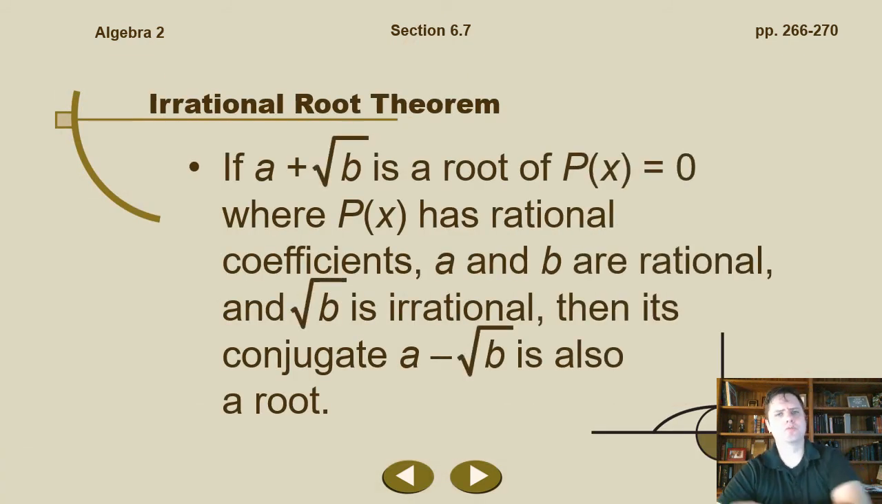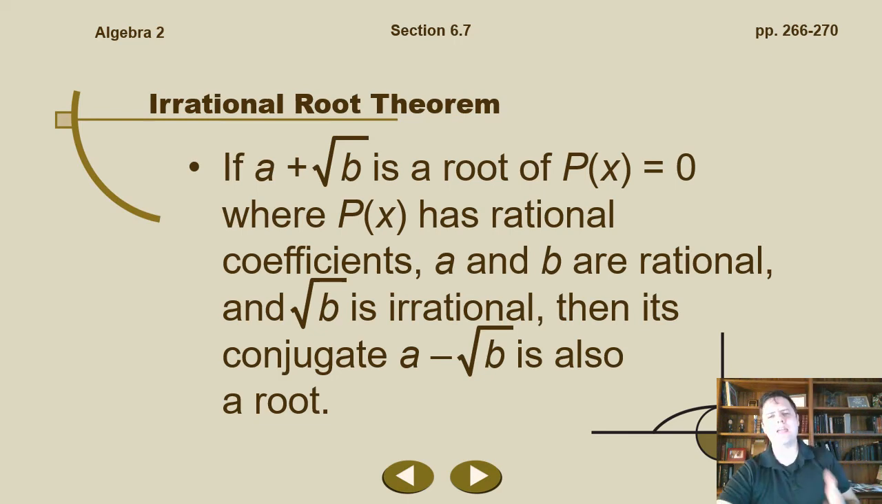Now, the irrational root theorem says if a plus the square root of b is a root of a polynomial, where that polynomial has rational coefficients, a and b are rational, and the square root of b is irrational, then its conjugate, a minus the square root of b, is also a root.